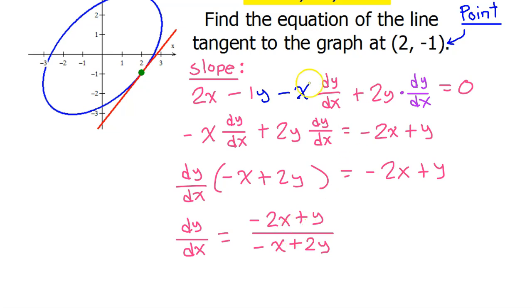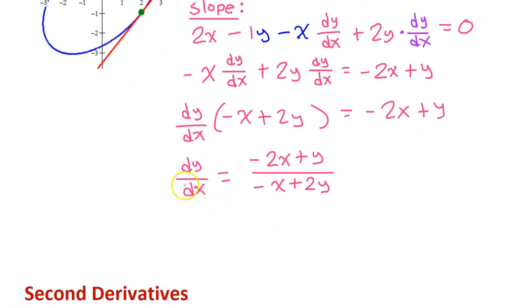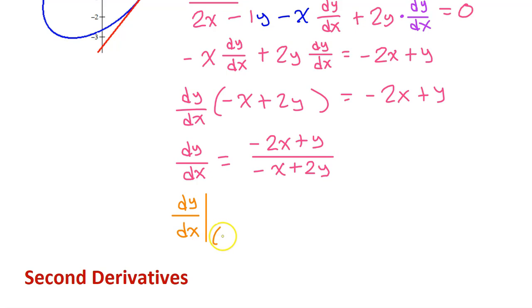We need to find the slope by evaluating dy/dx at the point (2, -1). Don't go plugging in the 2 and the -1 willy-nilly. You need to show that you are evaluating. Show that you are plugging in using proper notation. And it looks like this. We do dy/dx, and we put a vertical line, and then at the bottom, we put the point that we are about to plug in, (2, -1).